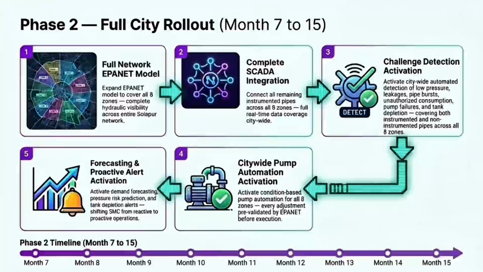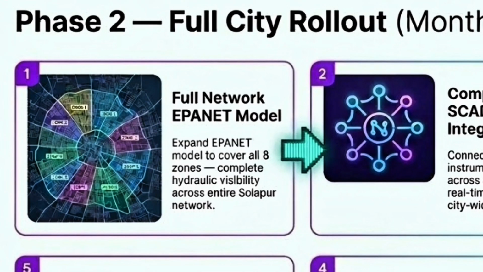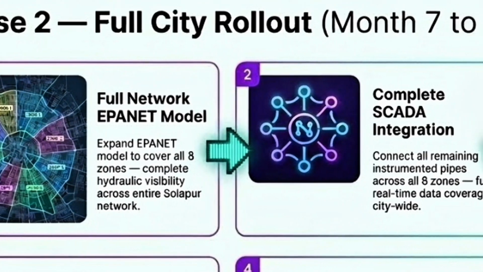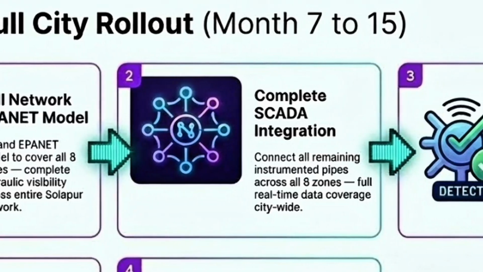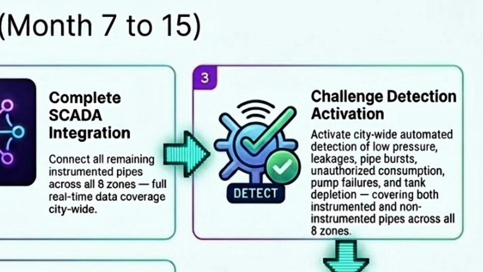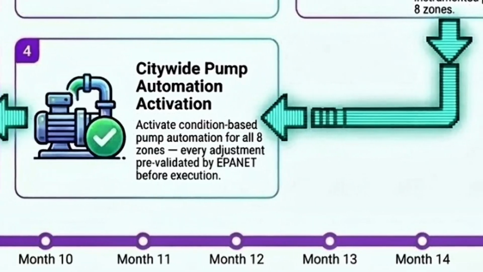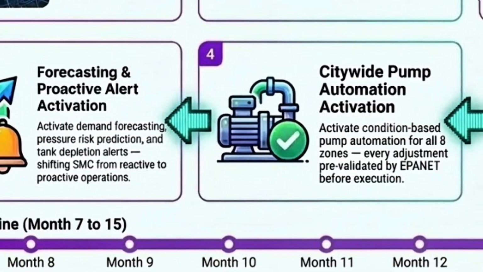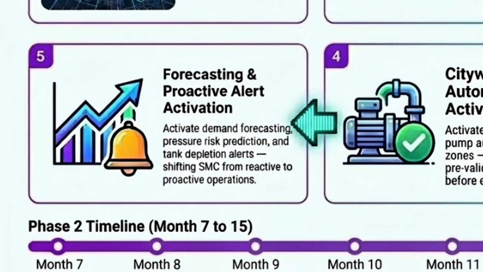Phase 2, full city rollout, month 7 to 15. The EPANET model is expanded to cover the entire city network. Complete SCADA integration ensures full real-time data coverage. Anomaly detection is activated across all zones for continuous monitoring. Citywide pump automation is enabled with validated control actions. Forecasting and proactive alert systems are activated for preventive operations.